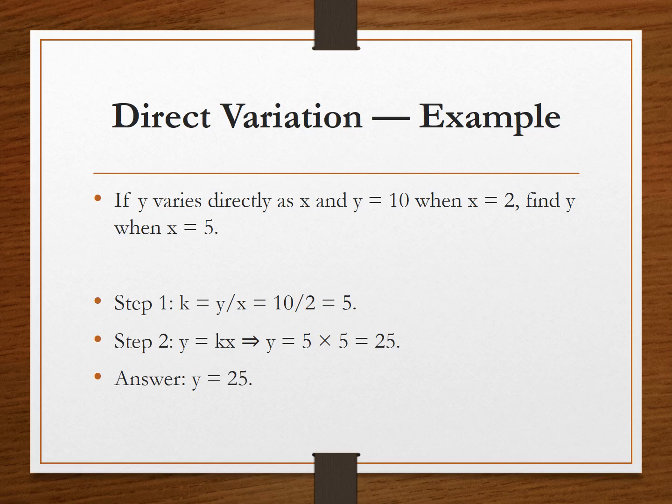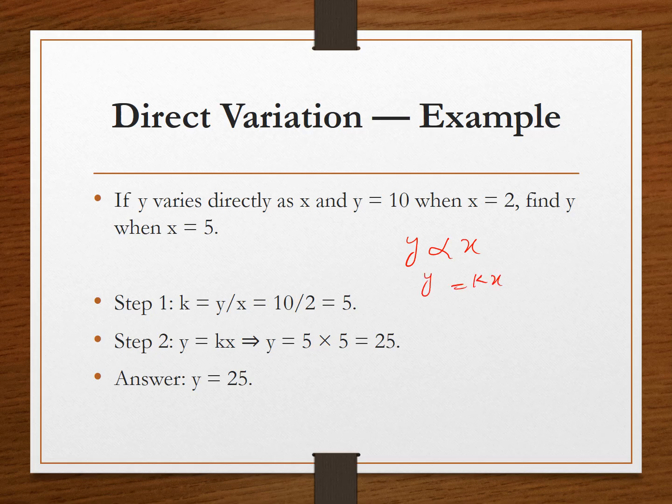Examples relevant to direct variation. If y varies directly as x and y is equal to 10 when x is equal to 2, find y when x is equal to 5. As we know that y varies directly to x, it can be written as y ∝ x. So it can be written as y = kx.